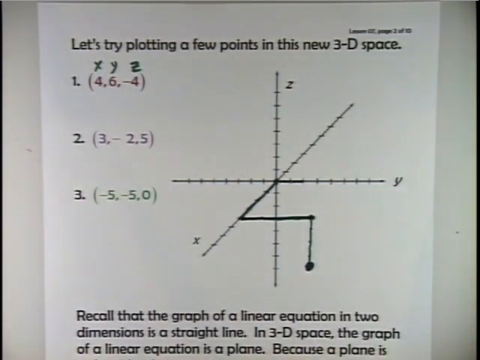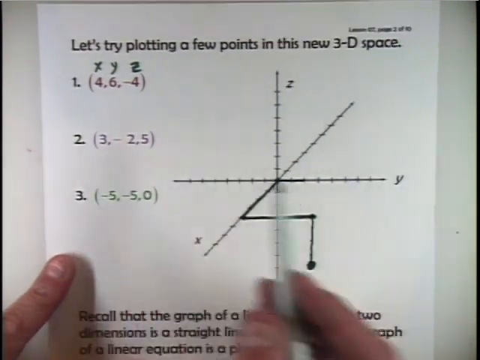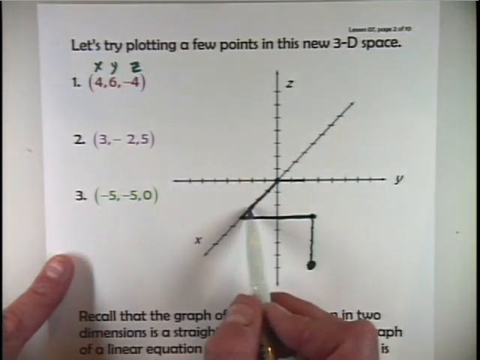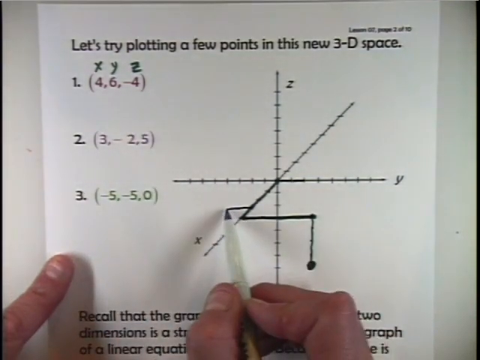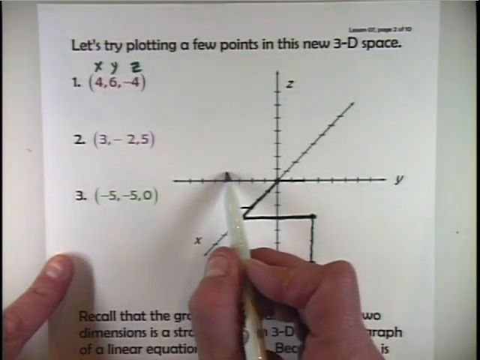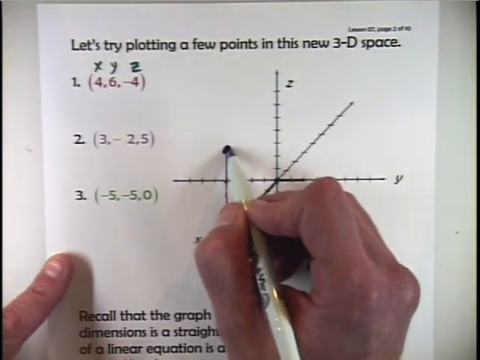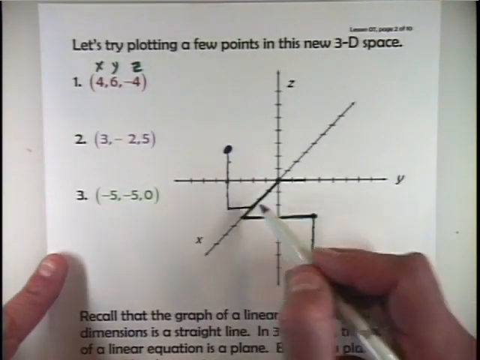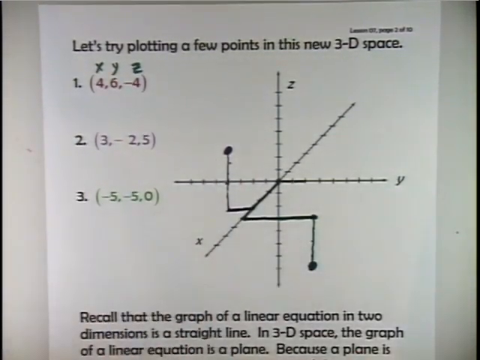Okay, let's try another point here. 3, -2, 5. I'll do this one in purple. This one is 3 on the x-axis, so 1, 2, 3. I'm here. That's -2, so I have to go left 2. 1, 2, and then +5 is up 5. So from there I'll go 1, 2, 3, 4, 5 up here. And I'll draw a little line, and then once I'm where I need to be, I'll put a solid dot. So I've gone down the x-axis, to the left 2, and then up 5. And there we are.